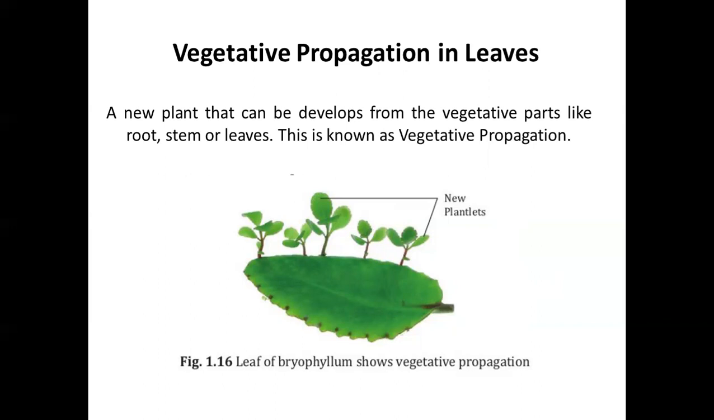Whenever this plantlet becomes mature, it will be detached from the leaf, and that will start a new plant. So the leaves of bryophyllum develop adventitious buds that we can see on the margins. When they fall on the moist soil, they develop into new plantlets. And this is called vegetative propagation. So this is the last topic of the chapter.